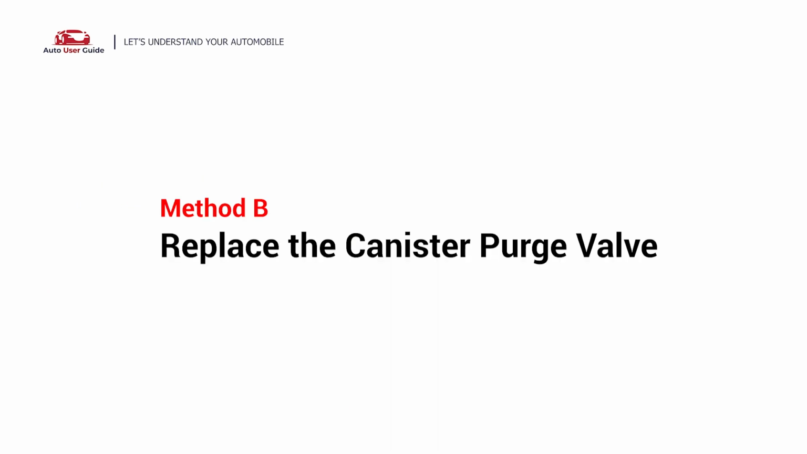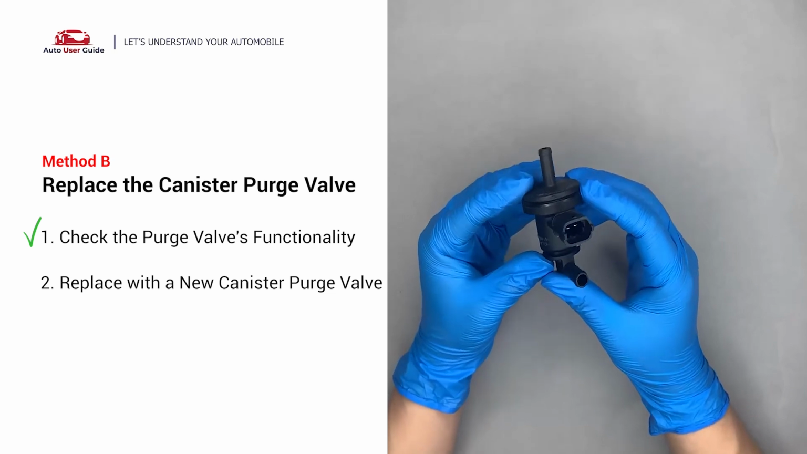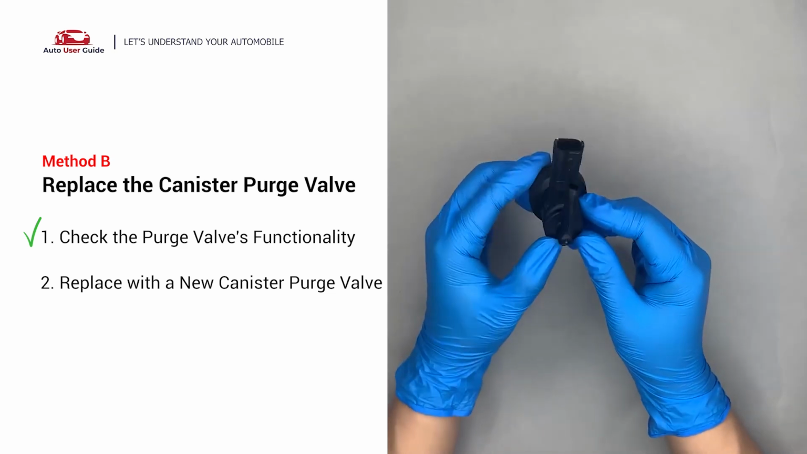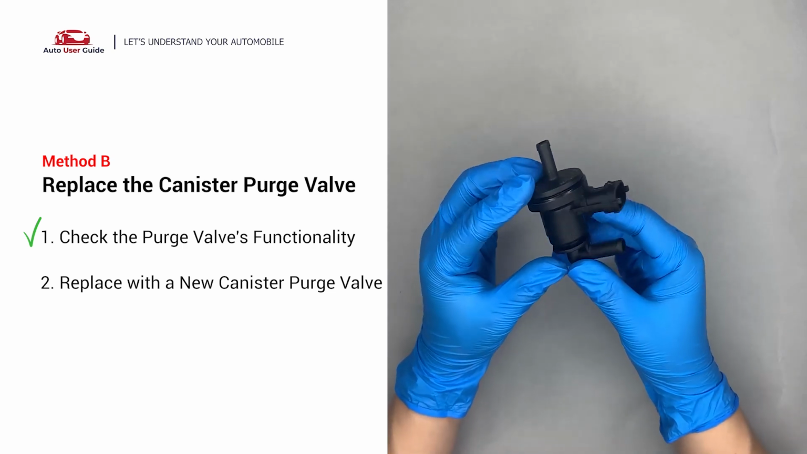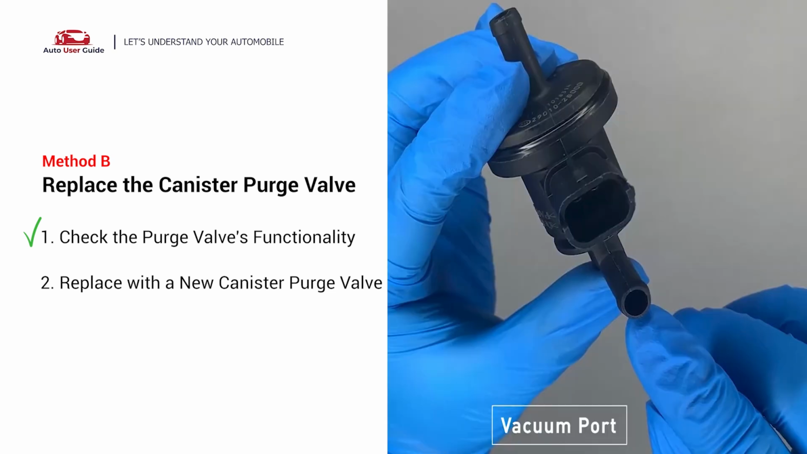Method B, the canister purge valve. For demonstration purposes, we have removed the canister purge valve before filming. But you should locate this component in your car while the engine is still running, and place your finger at the vacuum port to check its functionality.